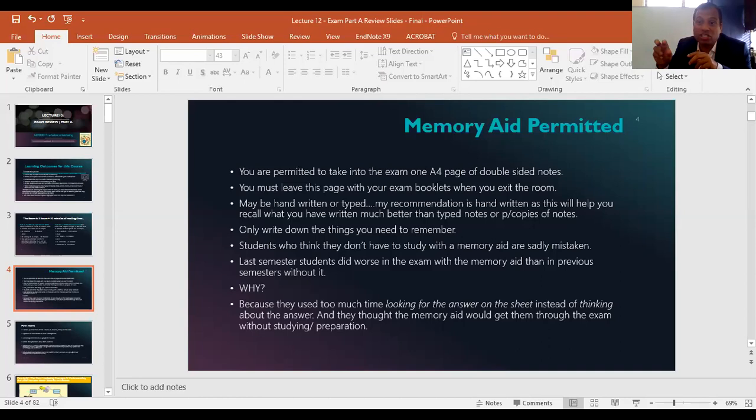So that I will discuss throughout week 1 to week 8 in this slide. It is there in the slide. I will let you know how to make a memory aid, keeping what sort of concepts and theories in mind. I will discuss it.